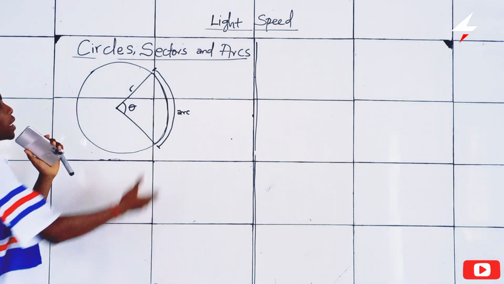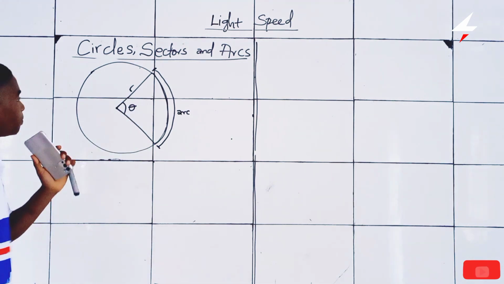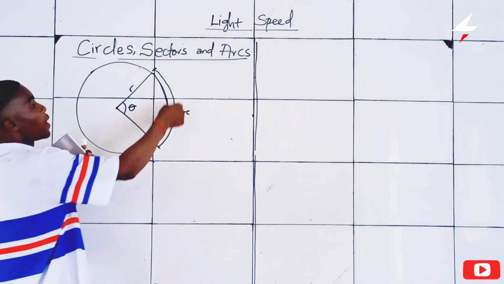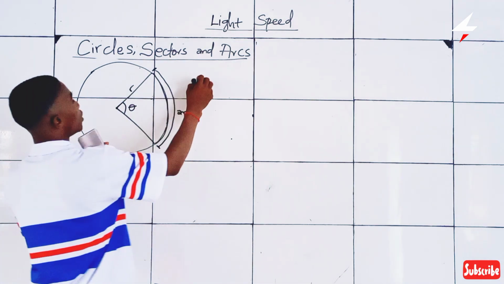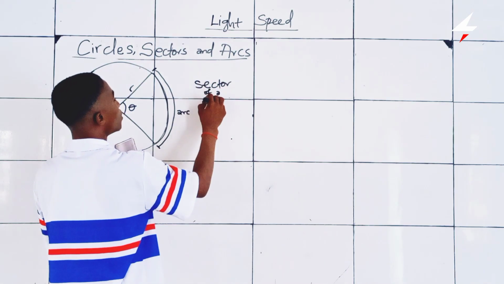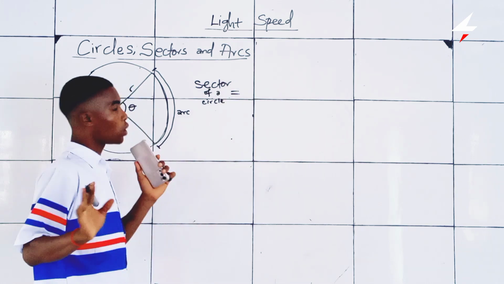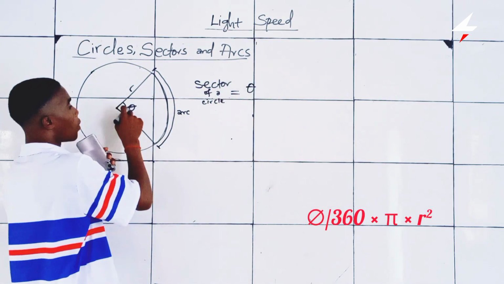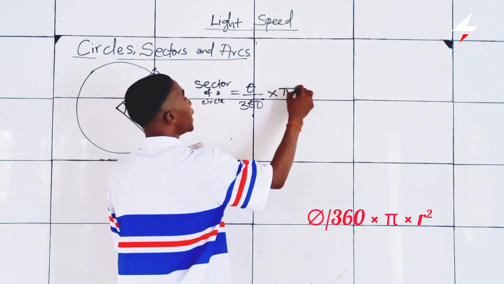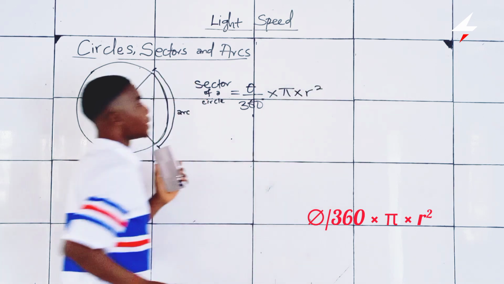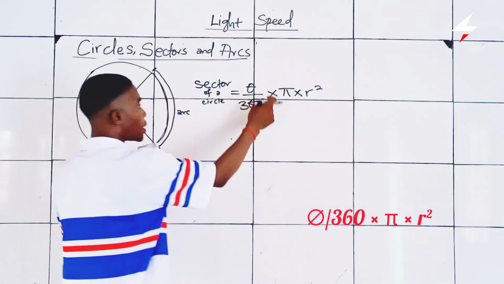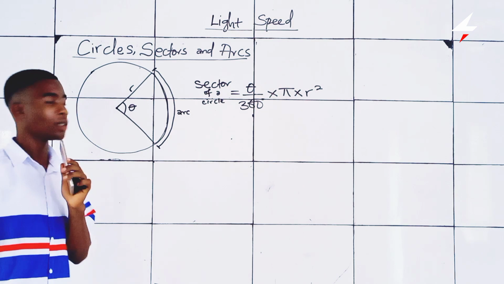Whenever we are asked to calculate the sector of a circle, they'll give us the radius and the angle at center, and they might ask us to find the sector. The formula for calculating the sector of a circle is theta, which is the angle at center, over 360 degrees multiplied by pi times radius squared. Sector of a circle is theta over 360 times pi times radius squared. You see that very clearly.